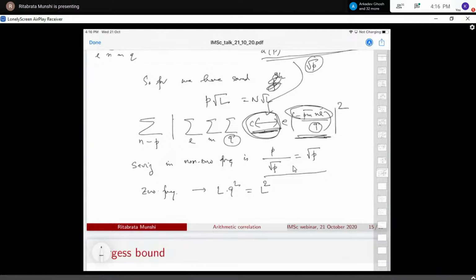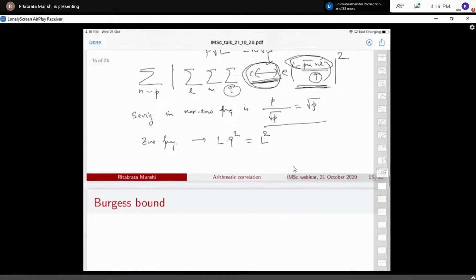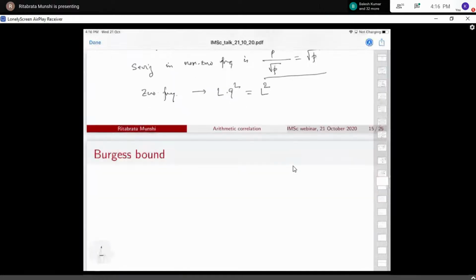Okay, so what is the optimal choice? The optimal choice will be just equate the diagonal and off-diagonal saving. So the optimal thing is L squared equals root P, or L equals P to the power 1/4. Yes, that's our optimal choice for the mass transfer, the amount of mass you want to transfer, that's P to the power 1/4. And so let's go back.